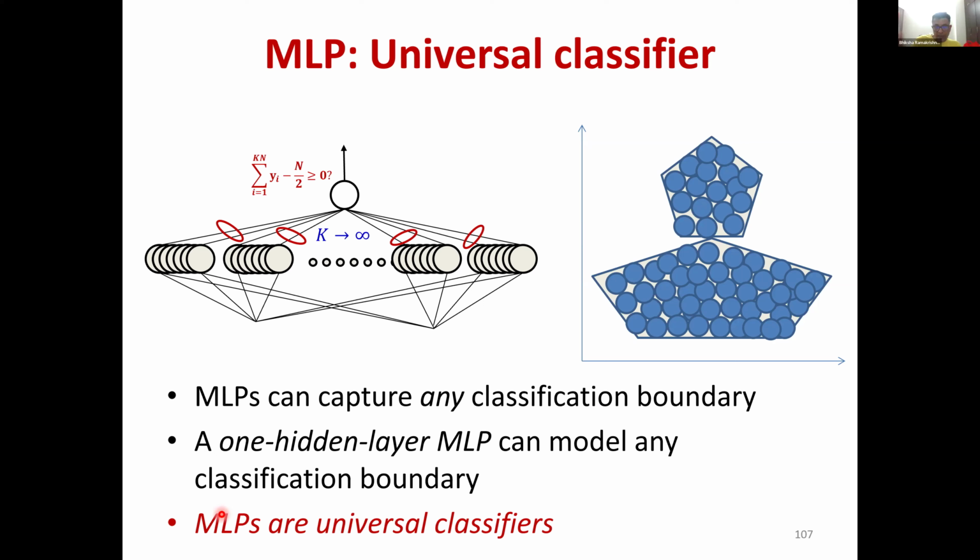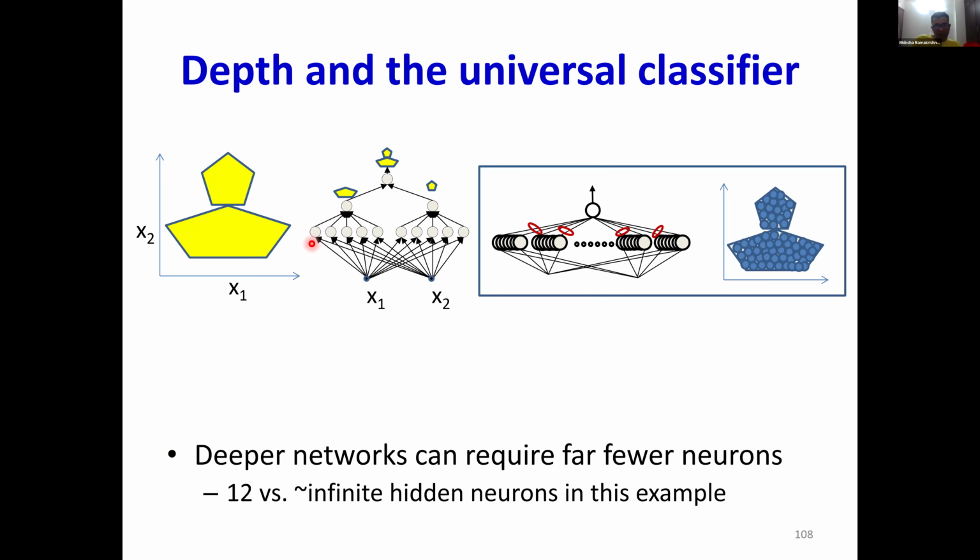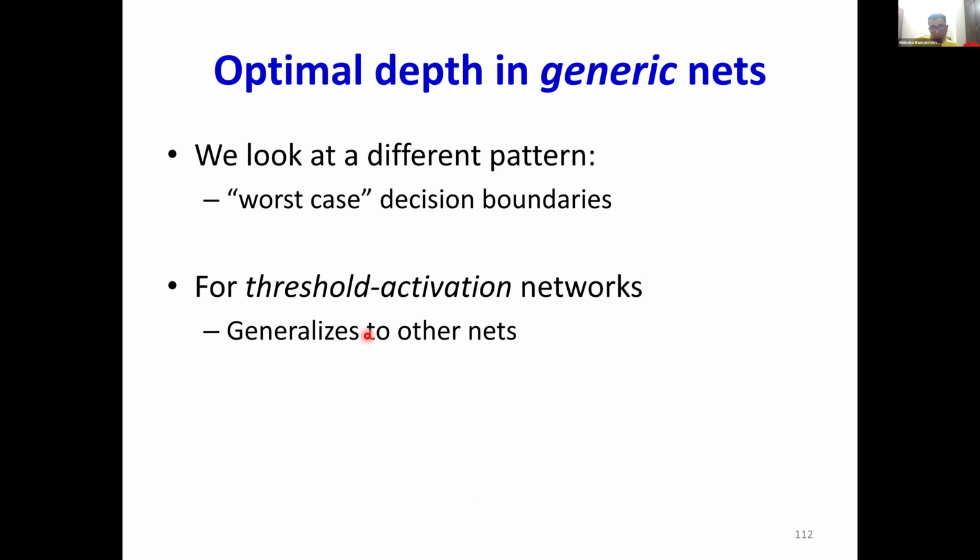So a one hidden layer MLP is also a universal classifier, but then we find that the same thing could have been done with just 5, 10, 12 hidden neurons. Right? 12 hidden neurons. Whereas if I wanted to do this with one hidden layer, I'm going to need infinite hidden neurons, right? So what this means is that depth helps.